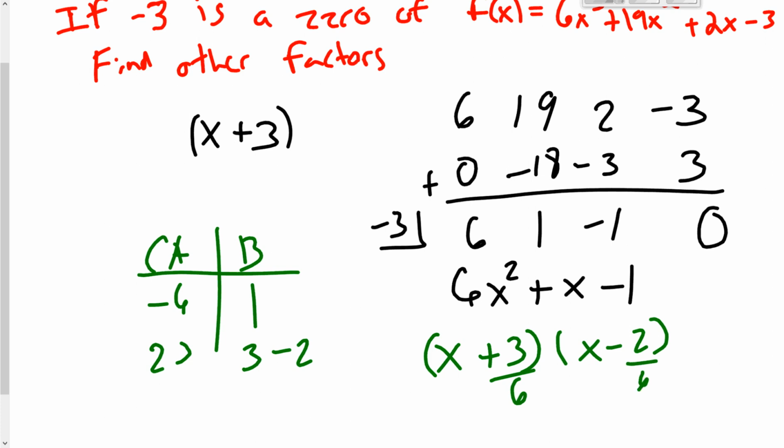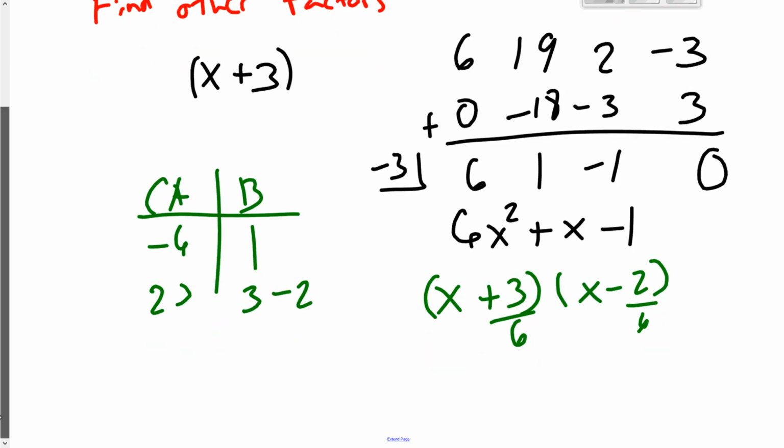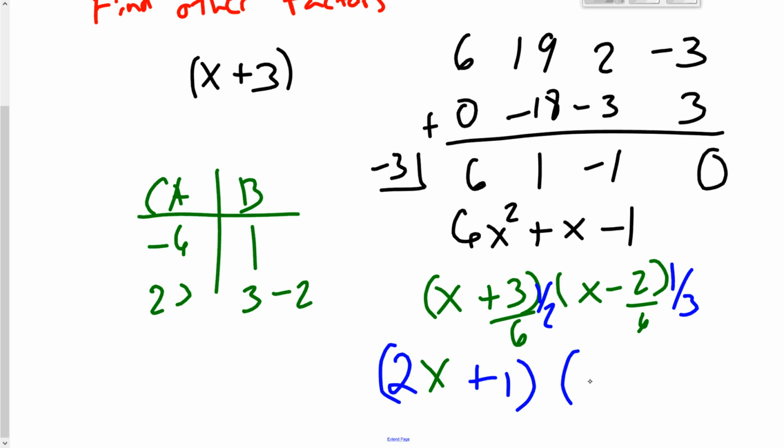Reduce these fractions. So I get this is reduced down to 1/2. This is reduced down to 1/3. Now I can bring those denominators out front. So 2x plus 1 and 3x minus 1. We can see if we FOIL that out, we get back to this polynomial. So that means x plus 3 was a factor. They gave us that one. So these are the other 2 factors.